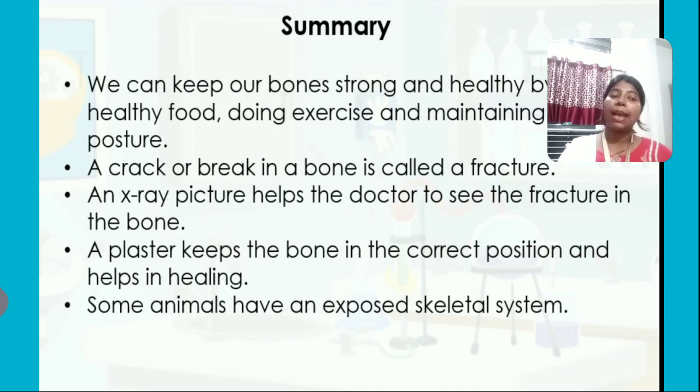And we have also seen about some exoskeletons. We have seen that some animals have a skeletal system outside the body, and who were they? The examples were snail, tortoise. We have also seen about butterfly. Okay, so these were the key points in this chapter. Now we will move to the leftover questions of the workbook.